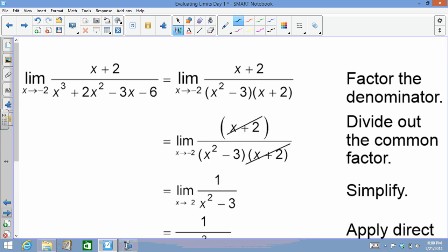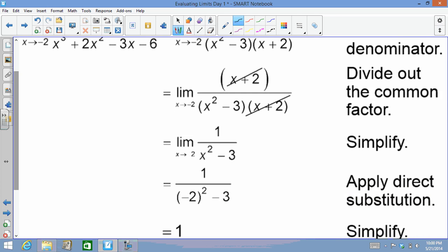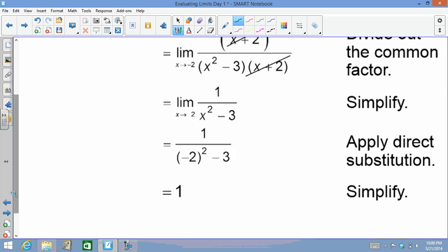When I do, I end up with x squared minus 3 over x plus 2. Lucky for us, the x plus 2 cancels out from the top and the bottom. So I'm left with 1 over x squared minus 3. Then I have my negative 2. I can plug my negative 2 in for x. When I do that, I'm still okay because I end up with just 1. So that means that the limit of all of that is just 1.